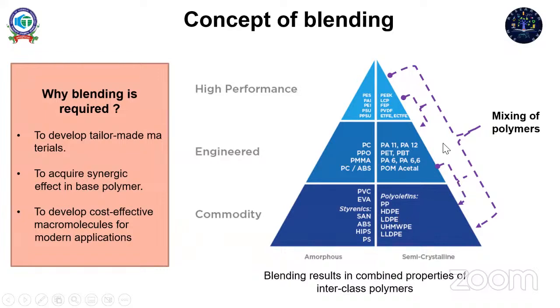Then again, you can also mix these engineered polymers with high performance polymers like liquid crystal polymers, polyether ether ketone, or polyvinylidene fluoride. Or you can mix high performance polymers with commodity polymers also. So blending can be achieved by combining different polymers, or we can say interclass polymers, like commodity, engineered, and high performance.